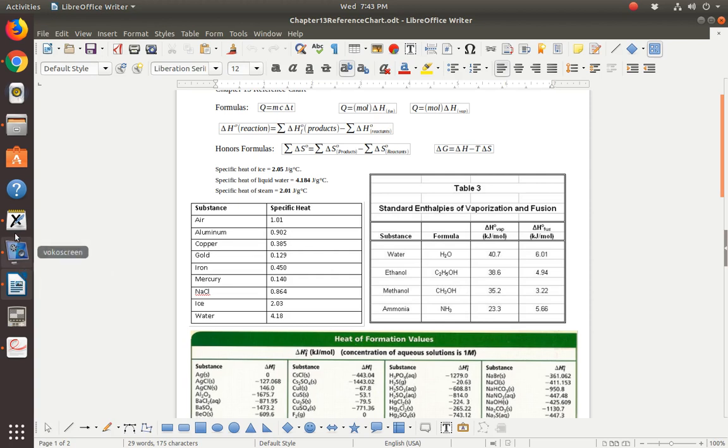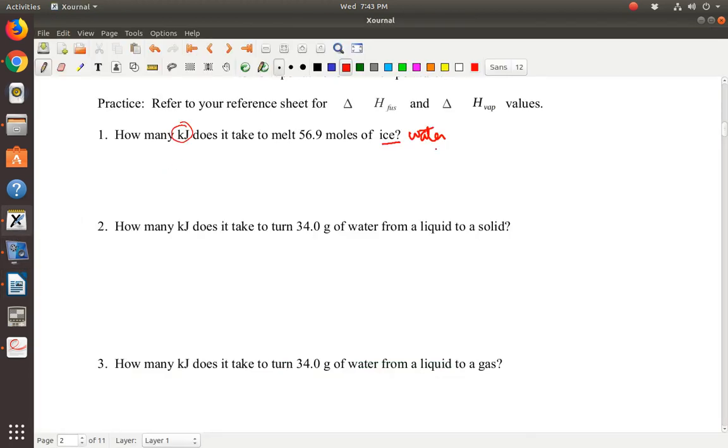6.01 kilojoules per mole. So let's go back to our notes. The delta H of fusion is 6.01 kilojoules per mole. And I'm going to calculate how many kilojoules it takes to melt 56.9 moles of ice. So I don't have to do any changing mass to moles. I just take 56.9 moles of ice, and I'm going to say it takes 6.01 kilojoules for every one mole. Moles cancel, and I just have to multiply those two together to get the answer.